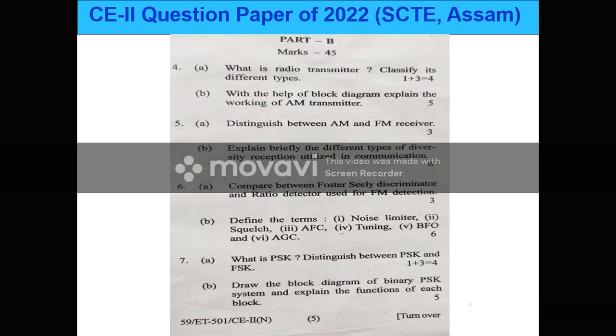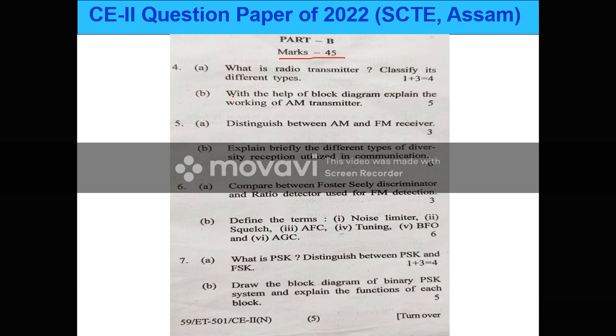Next is part B. In part B there are 45 marks. Out of 9 questions you have to write any 5, and each question contains 9 marks. So 9 into 5 means 45 marks in part B. These all are descriptive type questions. First question, that is question number 4, has 2 parts, one of 4 marks and one of 5 marks. In A it is: what is a radio transmitter, classify its different types.